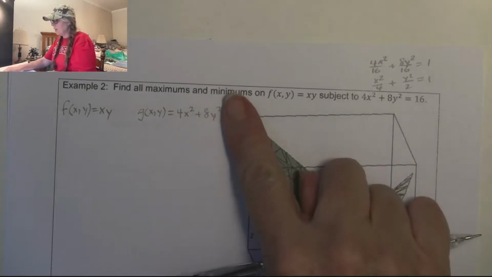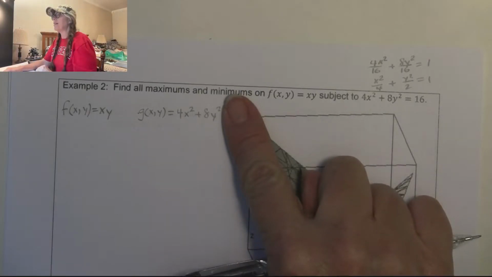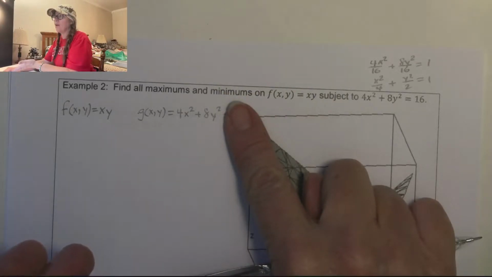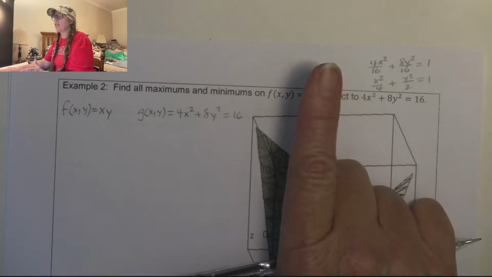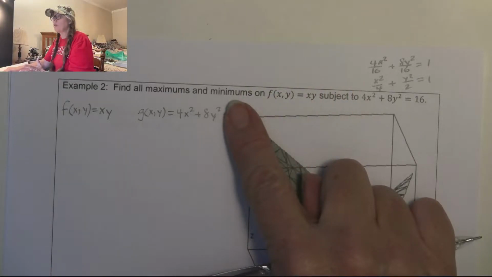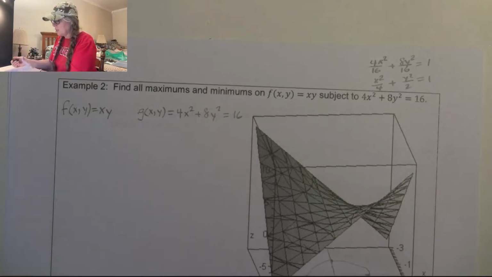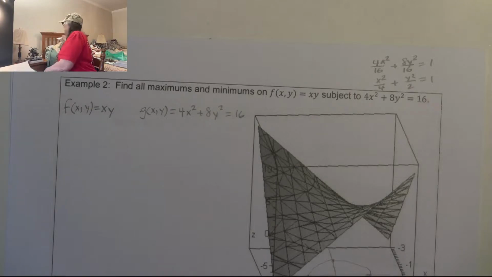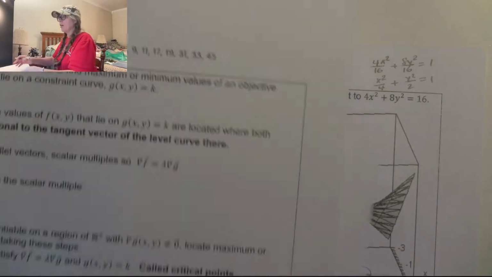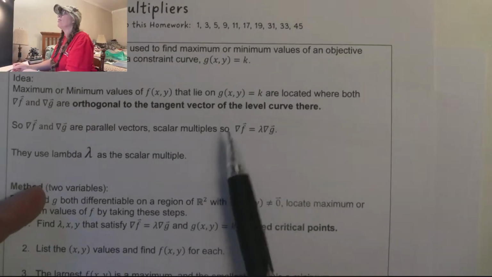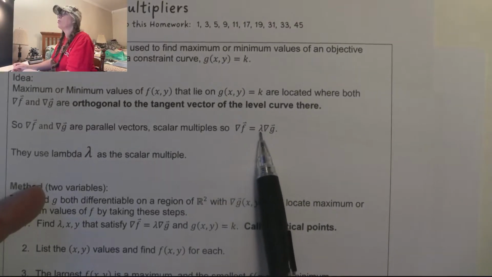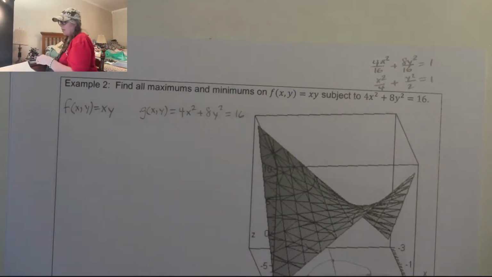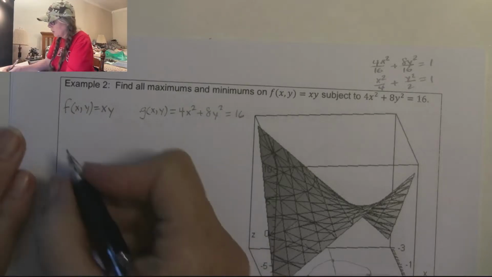And what I'm going to be doing is looking just at that and saying this is a particular level curve of that function right there, the level curve when I have my constant at 16. So the things that I need, because the formula they've asked me to solve is that the gradient of f equals lambda times the gradient of g. So I have to find the gradient of f and the gradient of g. So that's what I'm going to do.